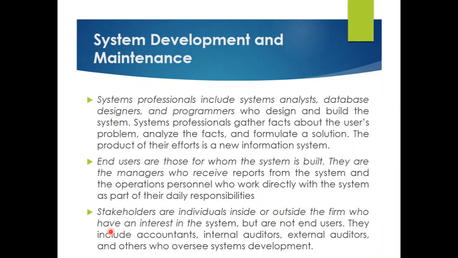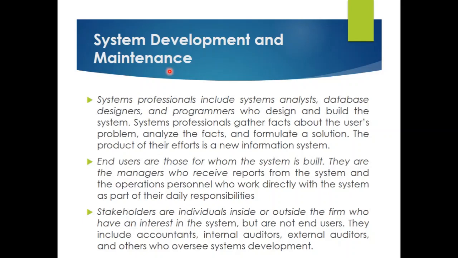Now, the last function is systems development and maintenance. The information system needs of users are met by two related functions: system development and system maintenance. Those are two different things. System development is responsible for analyzing user needs and designing new systems to satisfy the needs of the end users, while system maintenance, of course, maintains an already existing system.